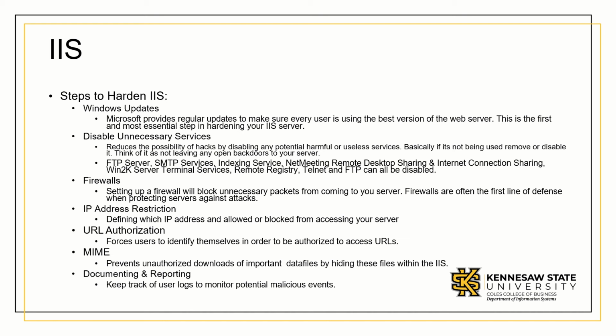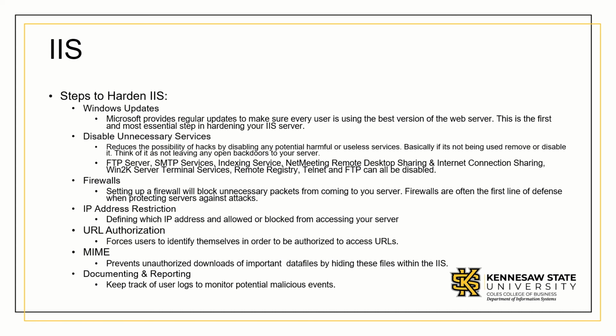Some services that you can disable are the FTP service, SMTP services, indexing service, NetMeeting remote desktop sharing, internet connection sharing, Win2K server terminal services, remote registry, Telnet, and FTP can all be disabled. Firewalls: setting up a firewall will block unnecessary packets from coming to your server. Firewalls are often the first line of defense when protecting servers against attacks.